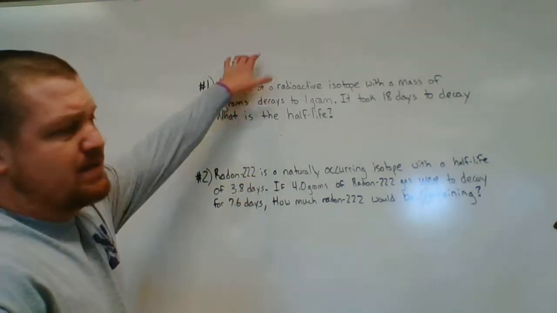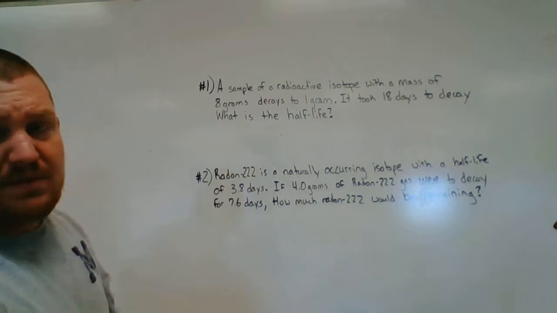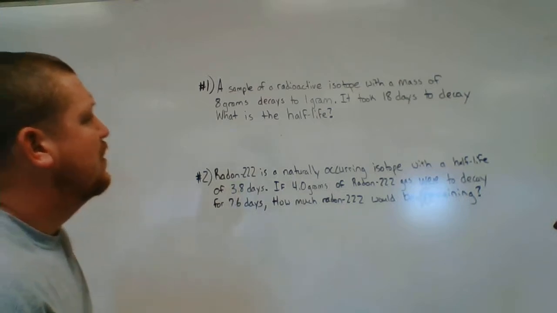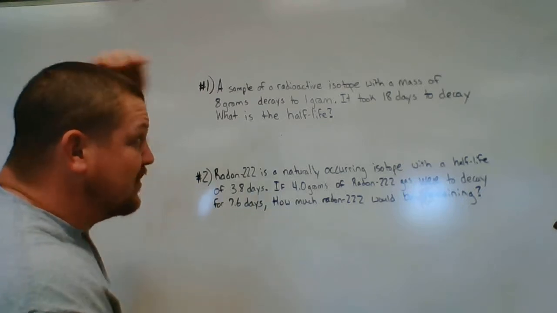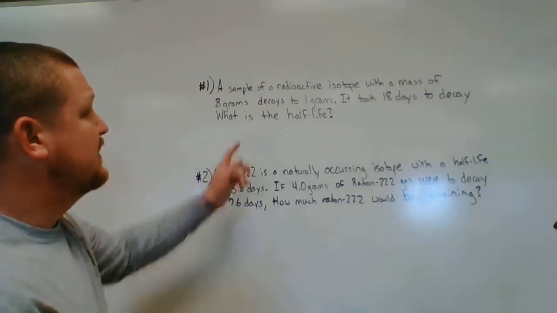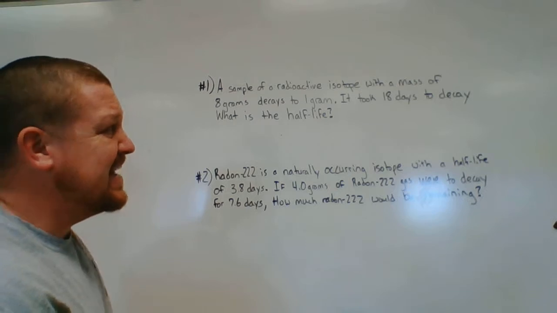We're going to look at number one, and then we'll go a little more in depth with number two. I don't know how well you can read this, but it says a sample of radioactive isotope with a mass of 8 grams decays to 1 gram. It took 18 days to decay.